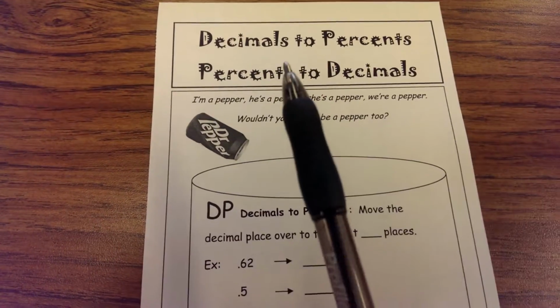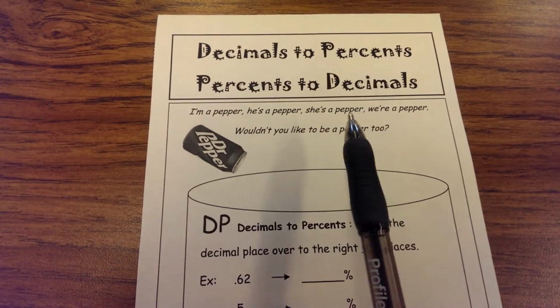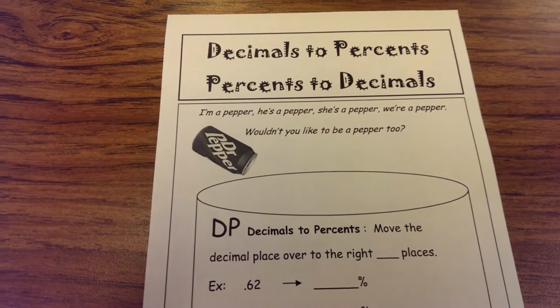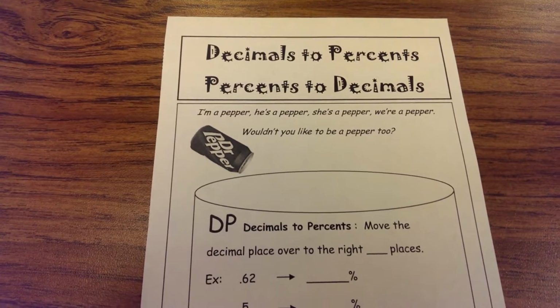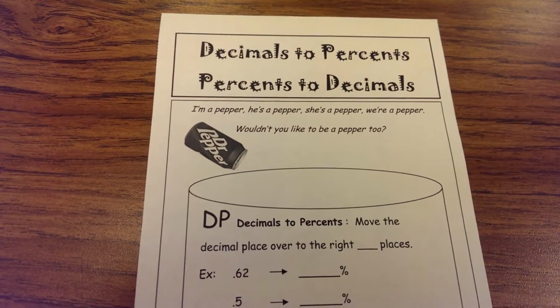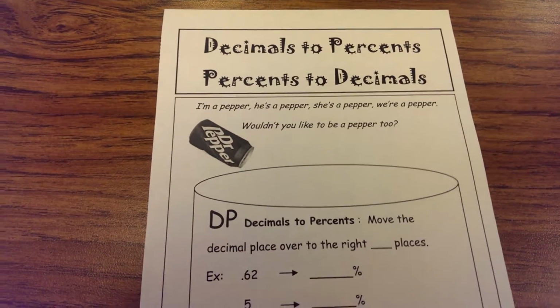Today we're going to talk about converting decimals to percents and percents back to decimals. Remember that decimals are parts of a whole. Well, percents are also parts of a whole. If you have 100%, you have a whole, but usually percents are less than 100%. So they're also parts of a whole.